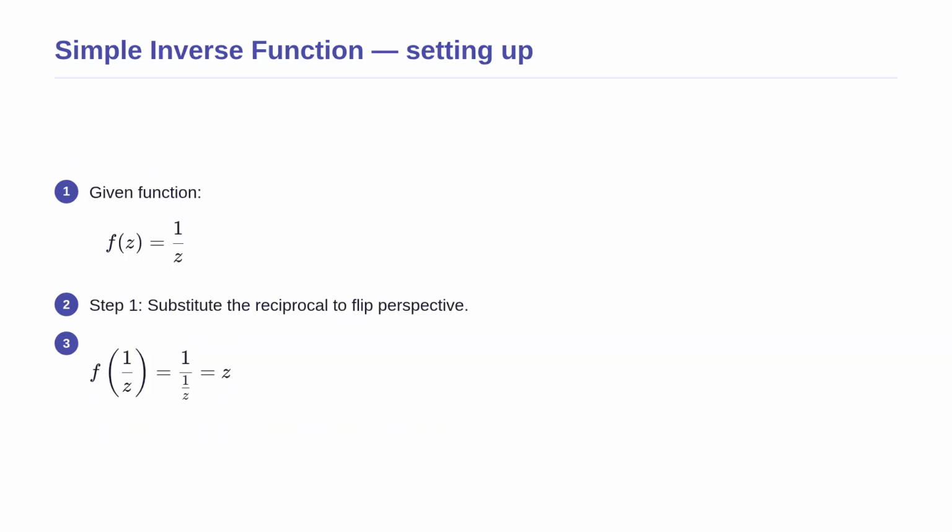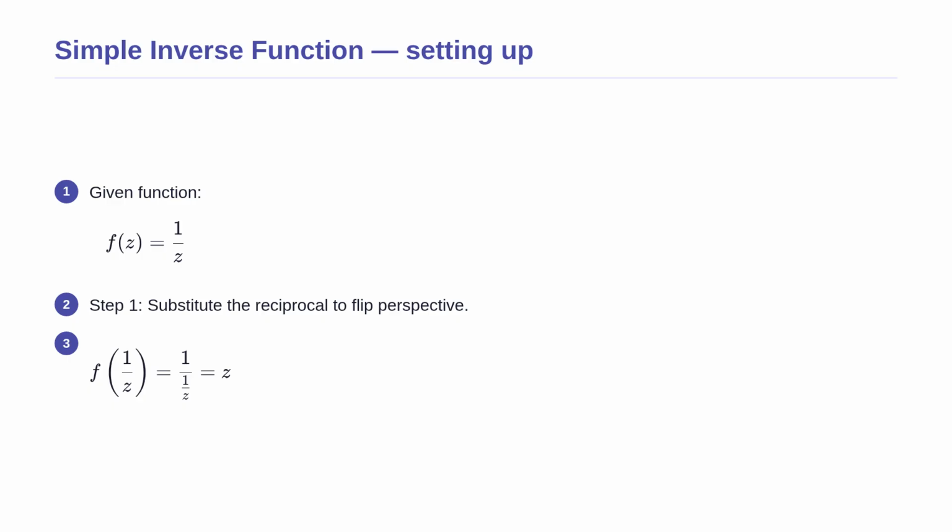Let us start with the simplest possible example to build our confidence. We are given the function f of z equals 1 over z, and we are asked to find its residue at infinity. We will use our inversion formula step by step.